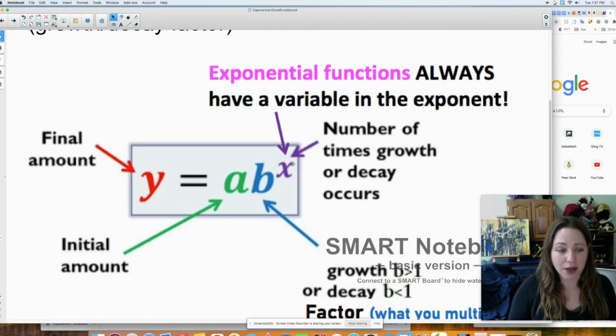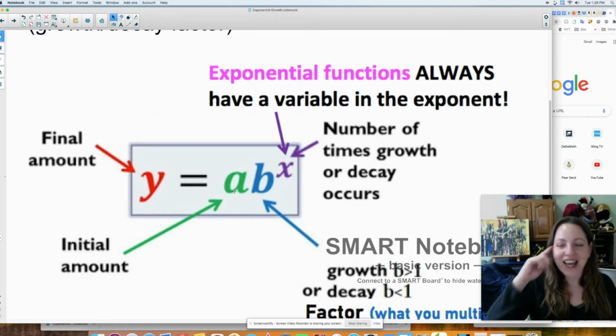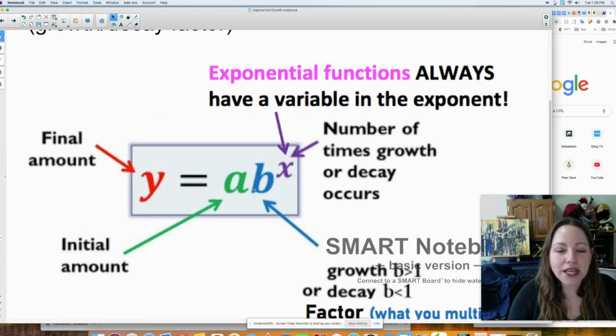Usually that's time, like 28 days, 4 years. If you're investing money and you want to see how much it's going to grow by the time you retire in 30 years, that would be the x, the exponent. The y is the final amount that you have. The a is the initial amount that you start with. So we started to think about that in class, and a lot of you were forgetting about that. We started with that penny. And the b is the growth or decay factor, what it's multiplying by.